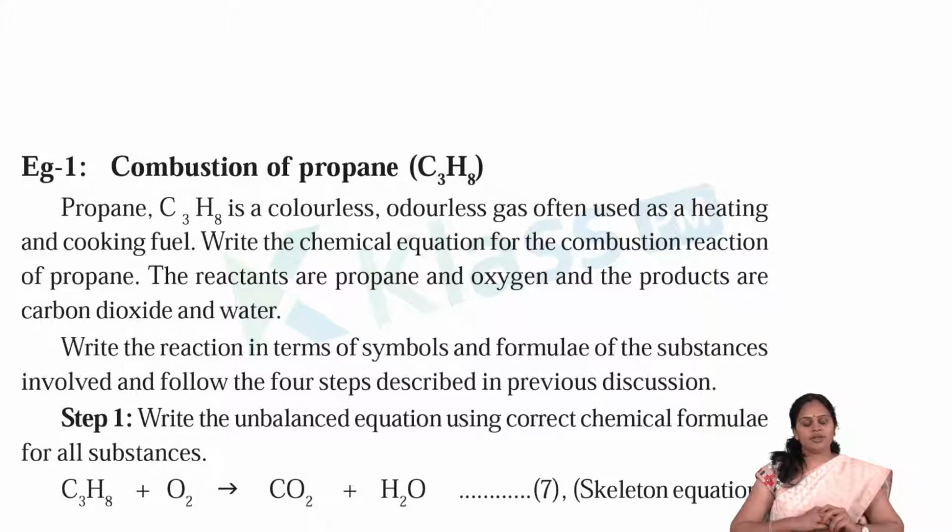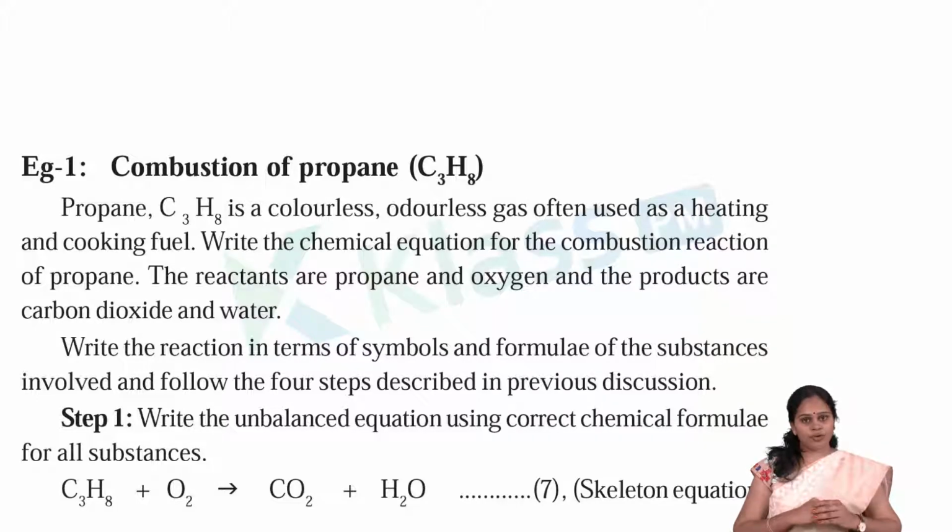That is combustion of propane, C3H8. What is a combustion reaction? In the combustion reaction it releases carbon dioxide. Combustion of propane, what will it give you? Propane, that is C3H8, is a colorless, odorless gas often used as a heating and cooking fuel. Write the chemical equation for the combustion reaction of propane. What are the reactants here? The reactants are propane and oxygen, and the products are carbon dioxide and water.